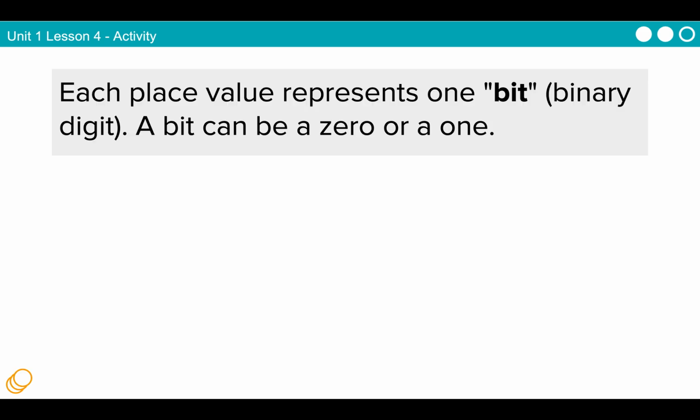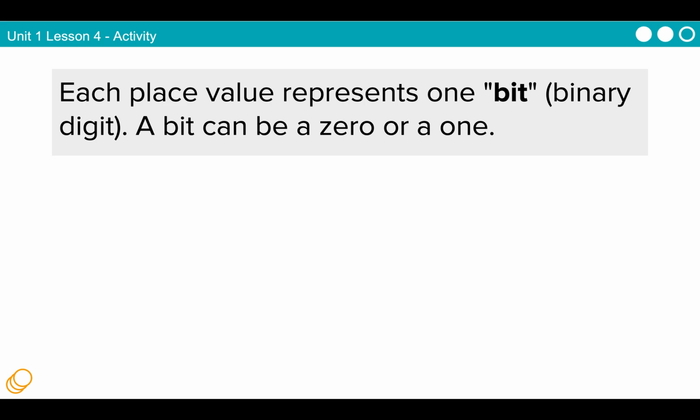So each place value represents 1 bit. Remember I spoke about bits and the least significant bit and the most significant bit. A bit stands for a binary digit, and a bit can be a 0 or a 1. If we go back to electronics and computers, you can say a bit is on or off, a 1 or a 0, or a high or a low. High or low is important because a computer runs off electricity.